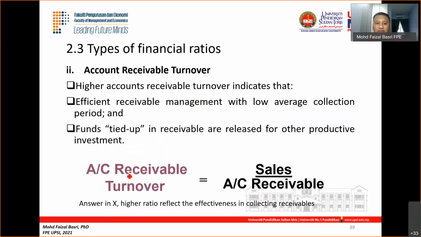So account receivable turnover. Okay, if you take directly from the name, you will put it like this: account receivable divided by turnover, which is in this case sales. But since the word turnover, you remember, you need to flip it. So that's why the ratio will look like this. Sales divided by account receivable.